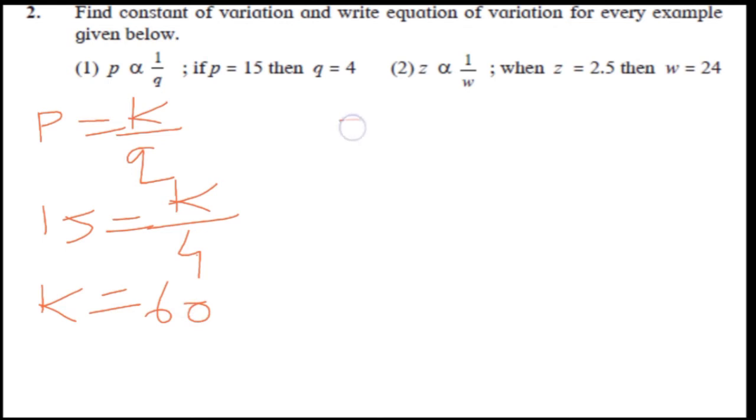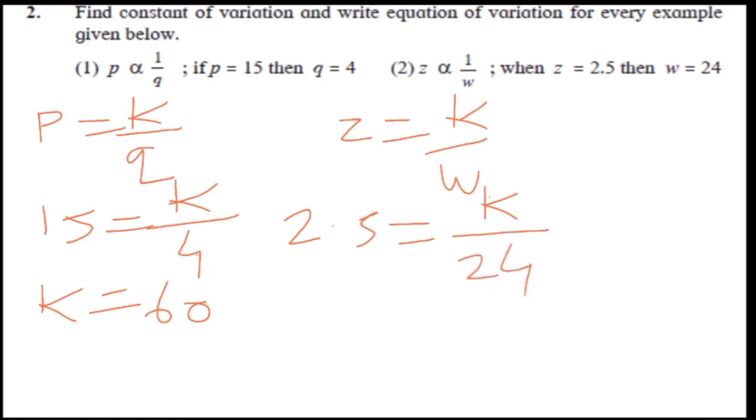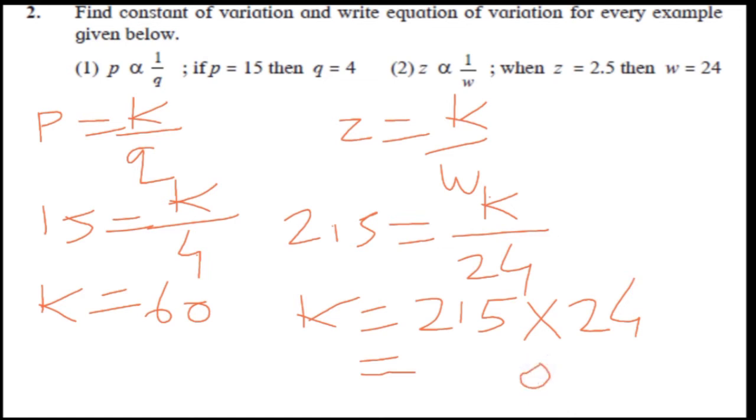Second example, Z is equal to K upon W. Value of Z is 2.5 is equal to K upon W. Value of W is 24. Means K is equal to 2.5 multiplied by 24. 25 4 is 100. Carry 10. 25 2 is 50 plus 10 60. Here point, means value of K is 60.